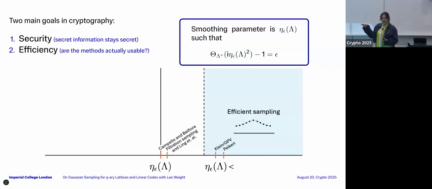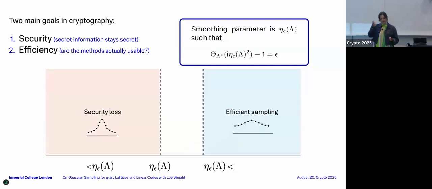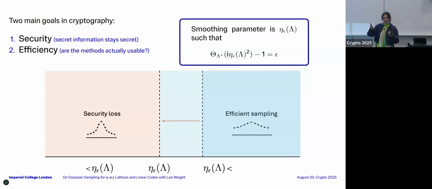And notice that all of the previous samplers live on this side of the diagram, and there's a reason for that. The reason being that once you go below smoothing, you actually start to leak some secret information about your lattice. So we don't ever want to sample below smoothing. So our ideal situation is to sample at smoothing or close to smoothing, and this is what our work tries to do. We try to bridge this gap from sufficiently above to as close as possible to smoothing as we can for certain Q-ary lattices.